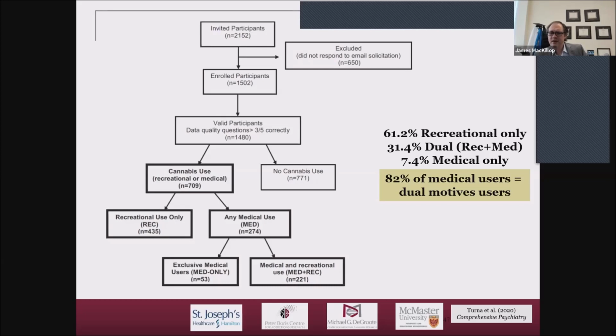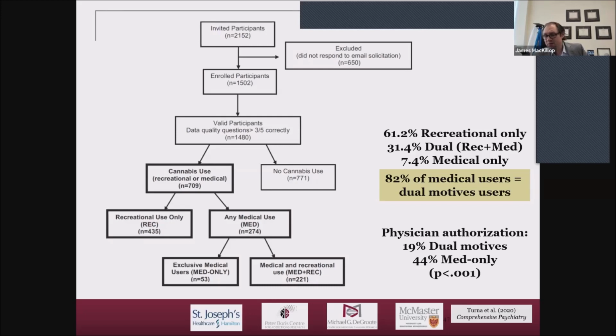So we have high rates of dual motives users, and the rates of physician authorizations were quite low. Even in our medical only group, only 44%, less than half, had gone to a physician to get the authorization. And fewer than 1 in 5 in the dual motives group had actually got an authorization. So there's a very large proportion of people who appear to be using cannabis for medical purposes without a physician authorization, and often blurring the lines between medical and recreational use.